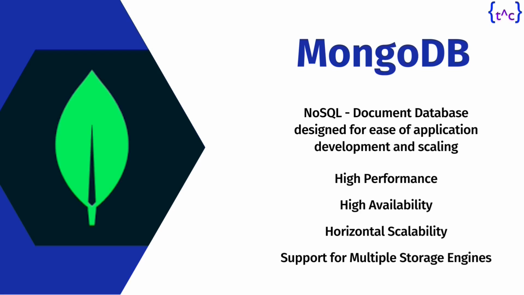Some other key features of MongoDB are that it is a high performance database. It also supports high availability. It supports horizontal scalability, which makes MongoDB highly scalable. And it also supports multiple storage engines.